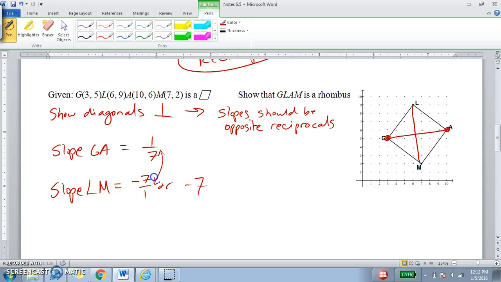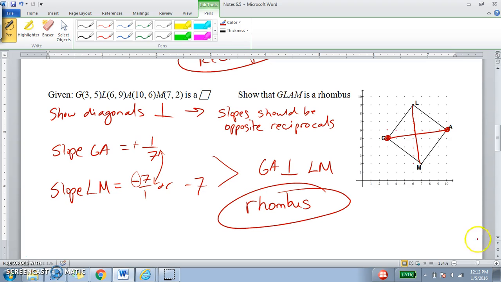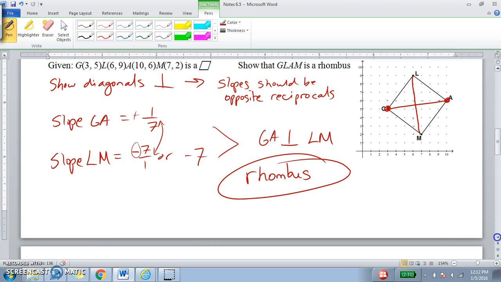These two things, the fraction flipped, and one's positive, one's negative. So these are opposite reciprocals of each other, which means GA is perpendicular to LM. So since the diagonals are perpendicular, that means that this is a rhombus. One of those properties of a rhombus that we learned yesterday.